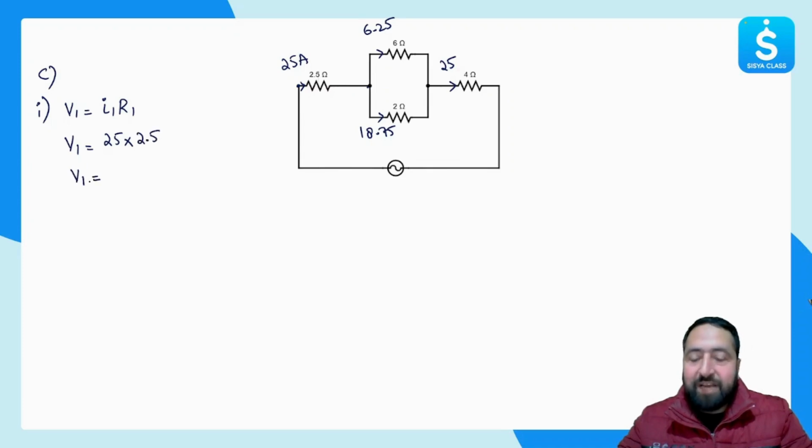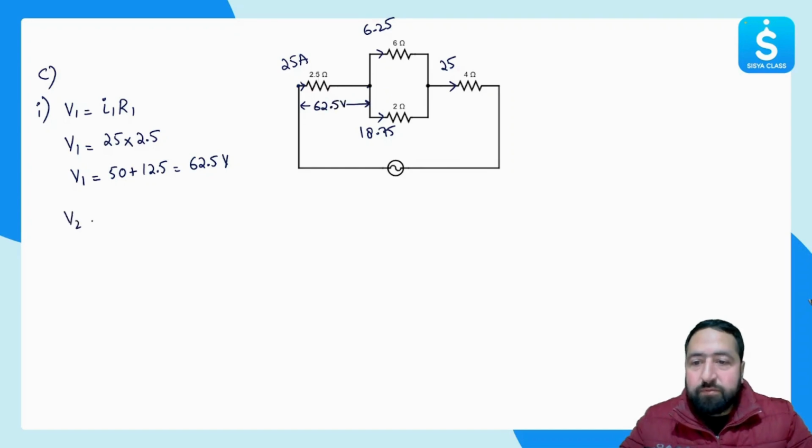So V1 is equal to, we just need to multiply it. 25 into 2 is how much? 50. And then 50 plus, you just need to take half of this, that means 12.5. It will be equal to 62.5 volts. So potential difference across this is 62.5 volts.